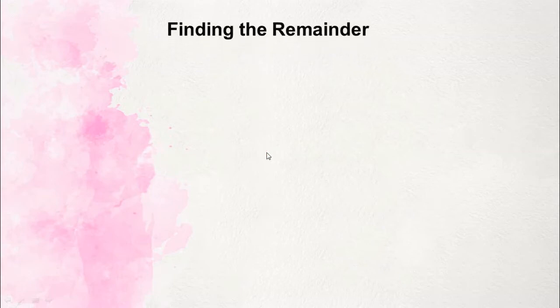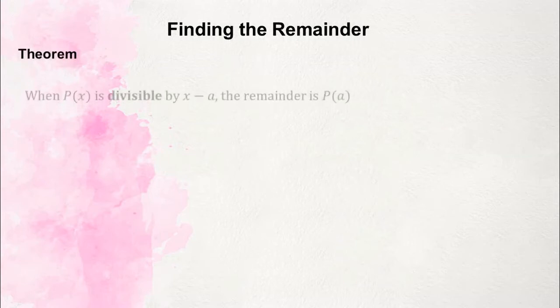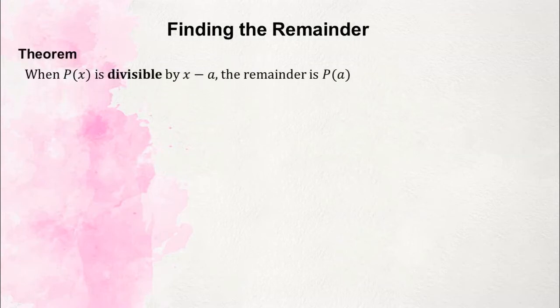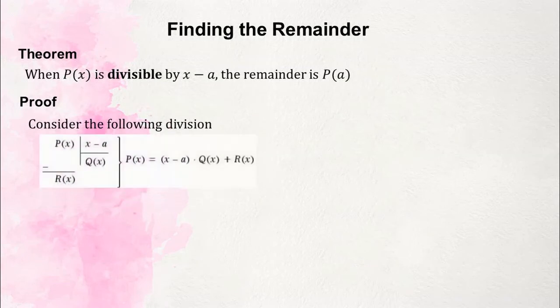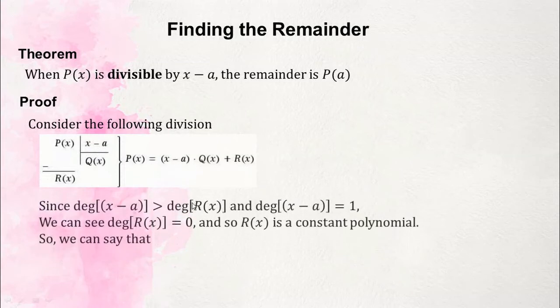Number 4, finding the remainder. Okay, theorem: when p(x) is divided by x minus a, the remainder is p(a). So proof, consider the following division. p(x) divided by x minus a, you will get the quotient q(x) and then the remainder r(x). So p(x) is equal to (x minus a) times q(x) plus r(x).